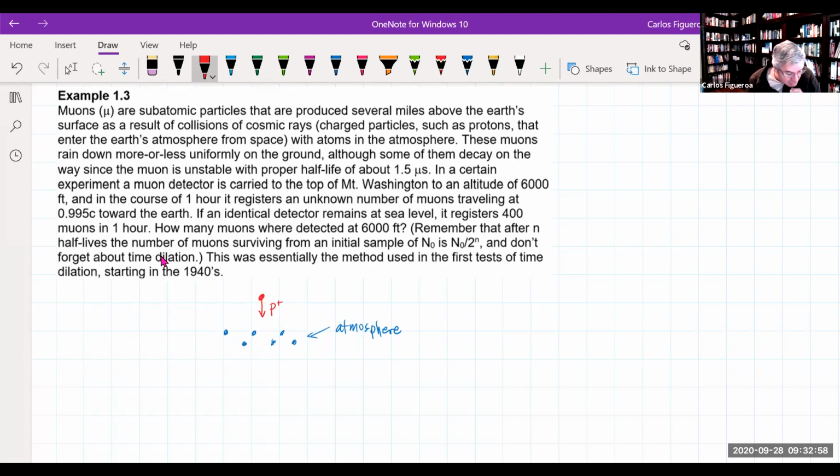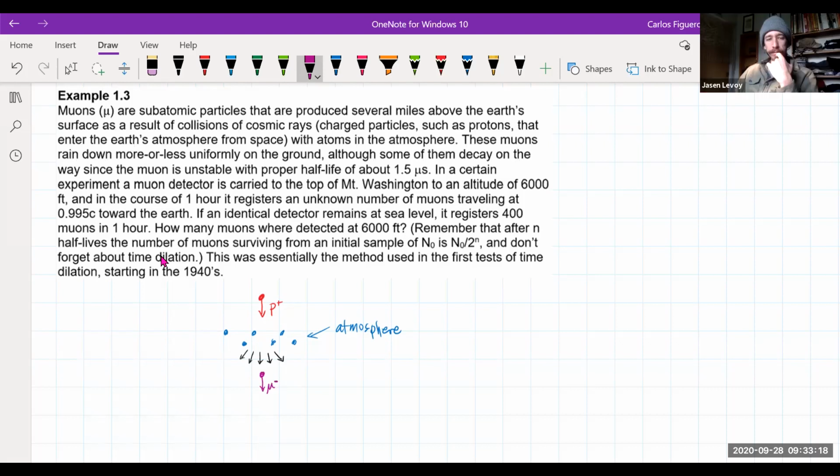So now that you have this interaction, you get a shower of particles. And one of these particles turns out to be a muon. And this muon is actually a negatively charged electron. What do I mean by that? It's a heavy partner of the electron. So it has all of the same identical traits as an electron, but it has more mass.